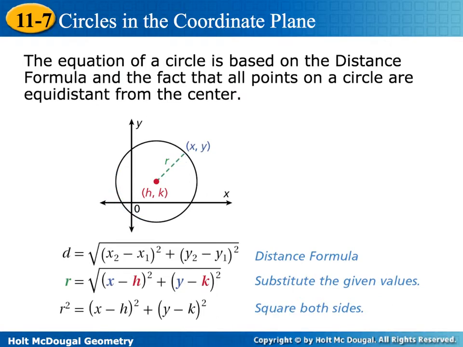So to figure out the distance of the radius, you just take the square root of (x minus h) squared plus (y minus k) squared. That finds the radius. This is the equation. This will be your equation for a circle. So your radius is finding just the distance from the center to the outside.